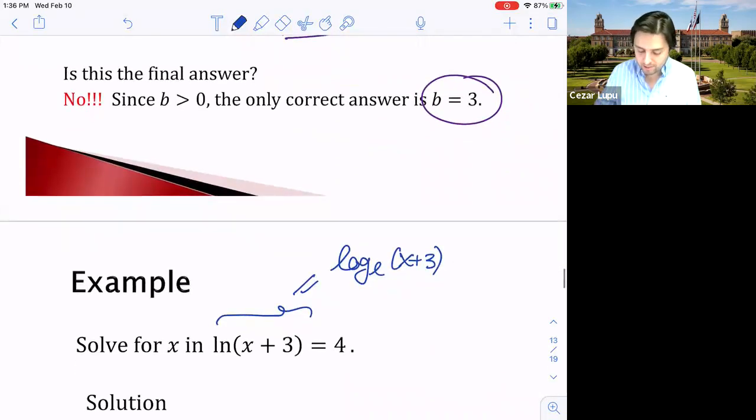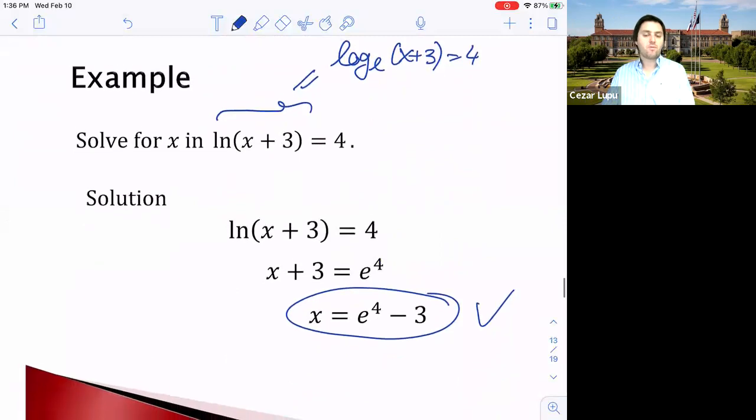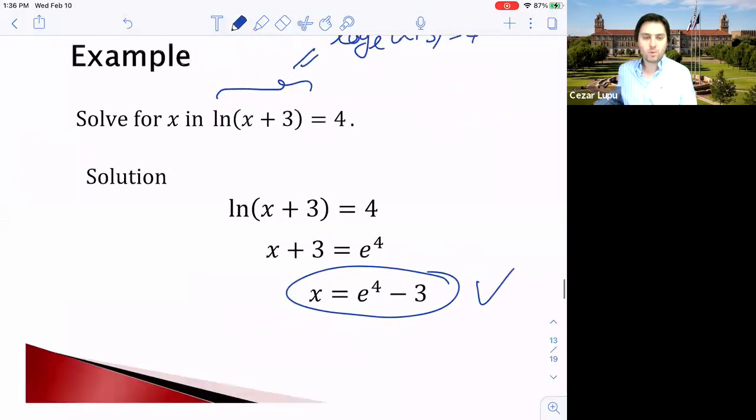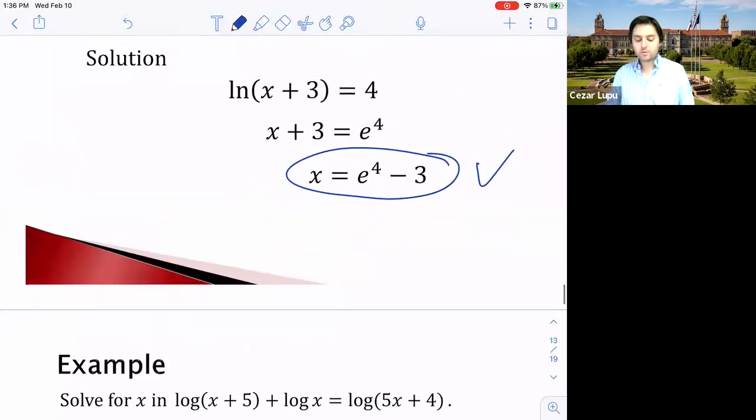So that's exactly what we did. We say log in base e of x plus 3 equals 4. This means that x plus 3 is e to the power 4, or x will be e to the power 4 minus 3. Anyway, easy one. Let's see another one. How do we solve this?